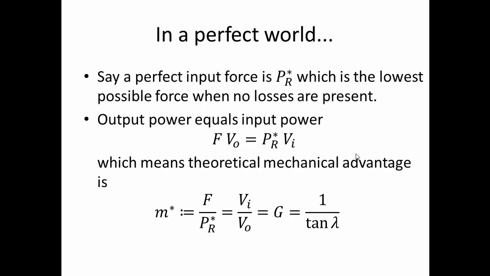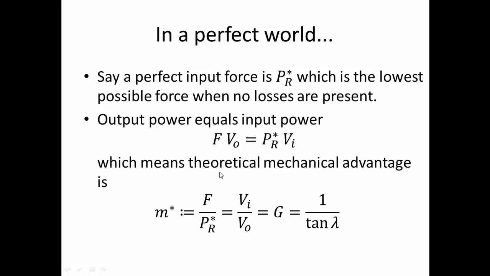In a perfect world, the input force, I could call the perfect input force PR with a star. I use the star to denote lossless. In this case, this would be the lowest possible force when there are no losses present. In that perfect world, you'd have the output power, output force times output velocity, would equal the input power, the perfect PR, times the VI.